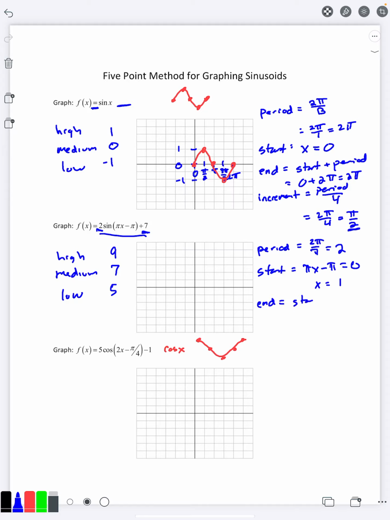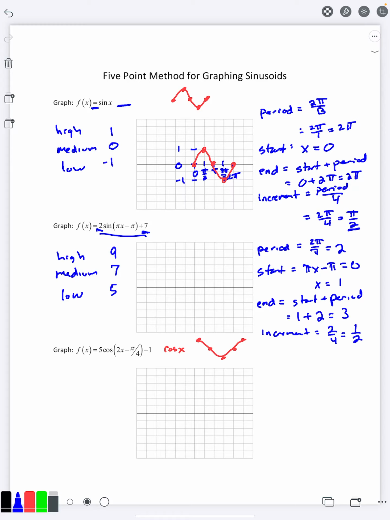My end, start plus period, is going to be 2 plus 1. Doesn't matter which order I write them in, but just to be consistent here, start is 1, period is 2. I get 3. And my increment here is my period over 4. So 1/2 or 0.5 if you want to.